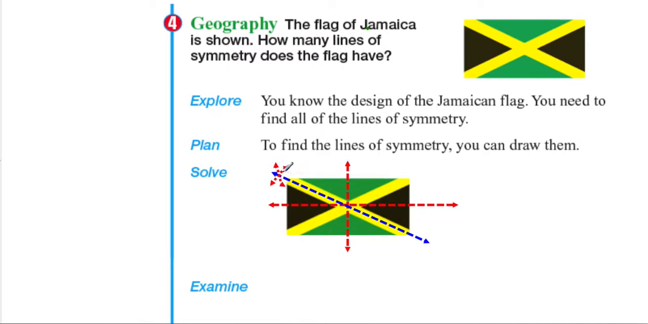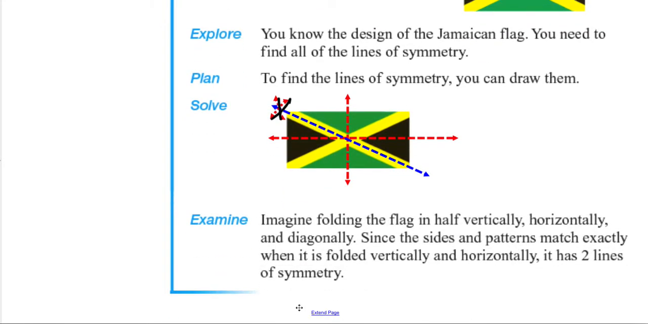That's not a line of symmetry, because if I fold the flag over that line, even though they have similar shapes, the two sides will overlap. You can try that with a piece of paper right now, provided that it's not a square. The two sides will overlap, so this is not a line of symmetry. Therefore, the Jamaican flag has two lines of symmetry, the two red lines that I just drew.